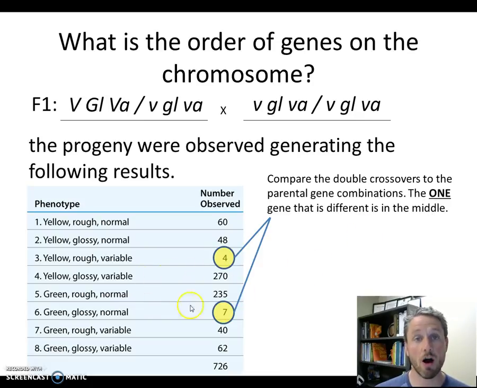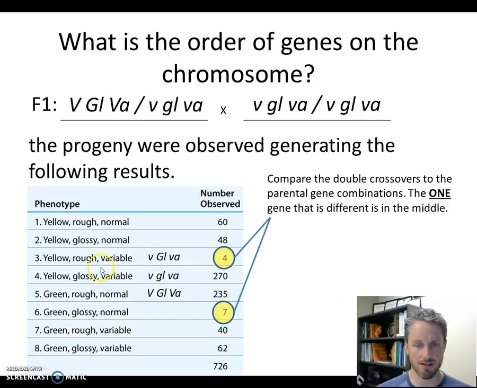I'm going to remind you that we already figured out the parental gene combinations. Again, one of the parentals has all the recessive genes together. It's this one right here. And then the other parental has all the dominant genes together. It's this one right here. Okay. So in our parental allele combinations, we've got all dominants or all recessives. And then we've got these two outcomes that are the least represented. Those are our double crossovers. And we're going to compare them to the parents, and the one gene that's different from one of the parents will be the one that's in the middle.